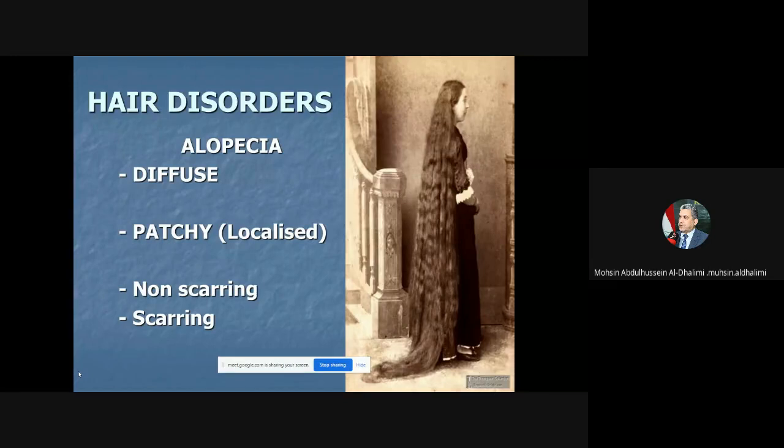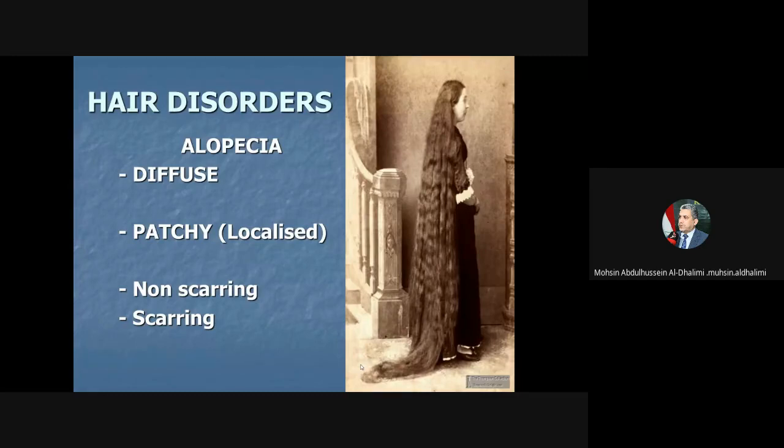Our lecture today is about hair disorders, which is a very important part of the human being for all sexes and at all ages. We discuss mainly the problem of hair loss, and also we have some problems with excessive hair growth. Regarding hair loss, we will discuss alopecia, which is by definition pathological hair loss.